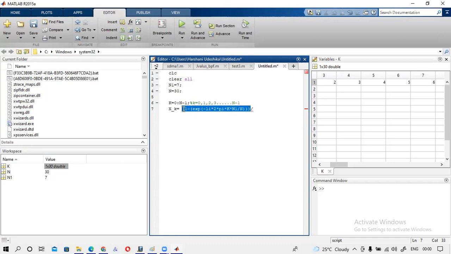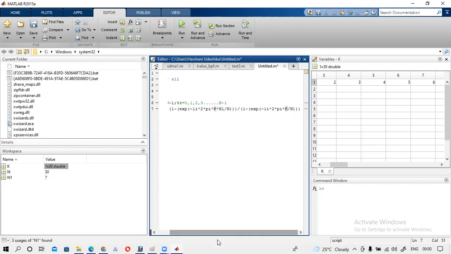So I will copy this. What is the denominator? The denominator is 1 minus e to the power minus j2π k divided by N. There is no N1 part. So this will be my xk value actually.